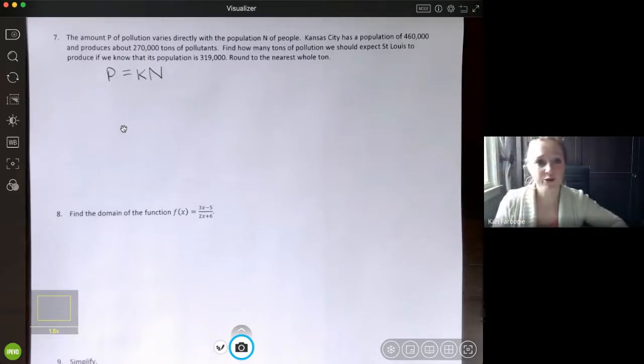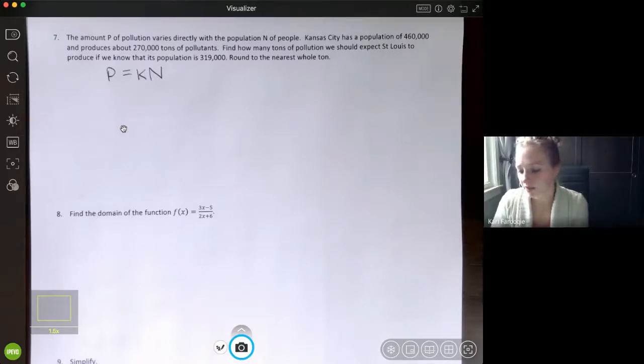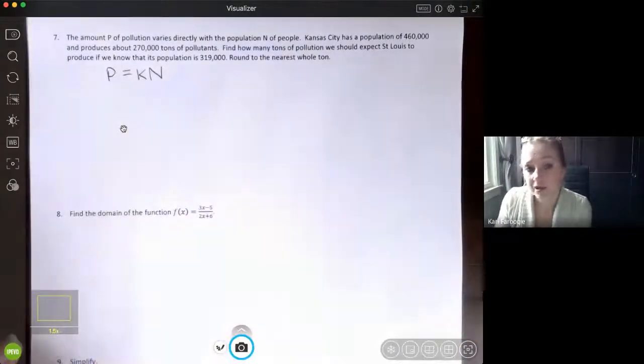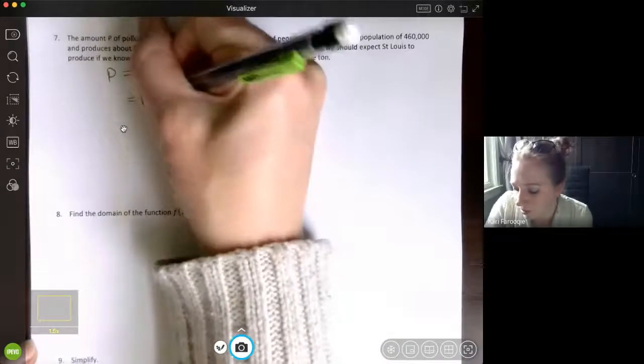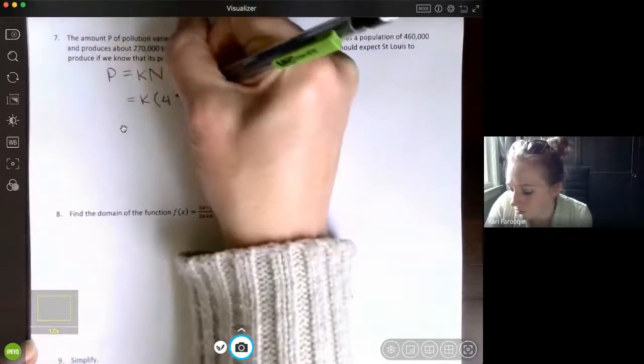All right, be careful here because we're talking about population and pollution. They're both P's. Make sure you know which one's which. P is the amount of pollution. The information you're given is that Kansas City has a population of 460,000. The population is actually represented by the variable N. So go ahead and fill this in.